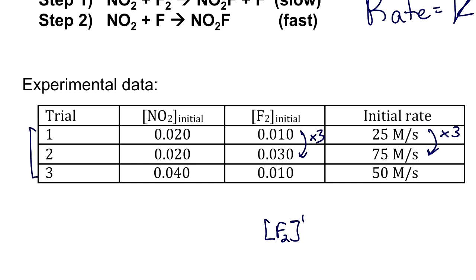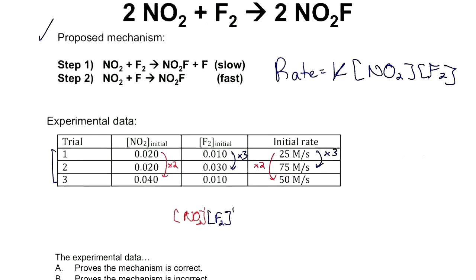Now how do I get the order of NO2? Let's look at trials 1 and 3 now. What's special about trials 1 and 3? F2 stays the same. So now I can isolate the order of NO2. F2 stays the same, so nothing there is changing the initial rate. I see that NO2 doubles. How does the initial rate change? It also doubles. So what's the order of NO2? 1, yes.